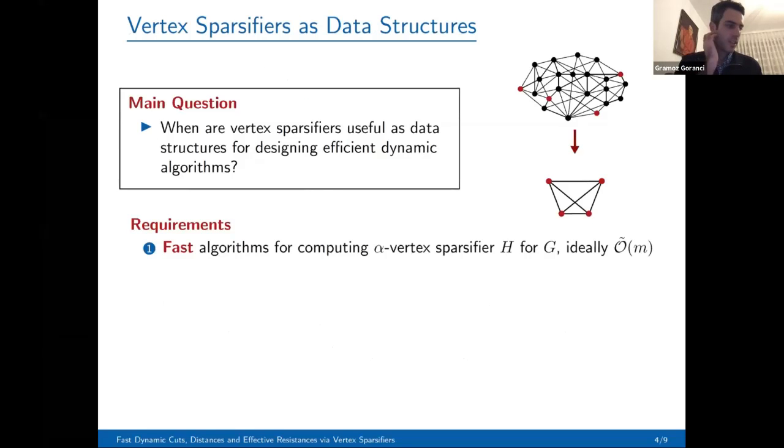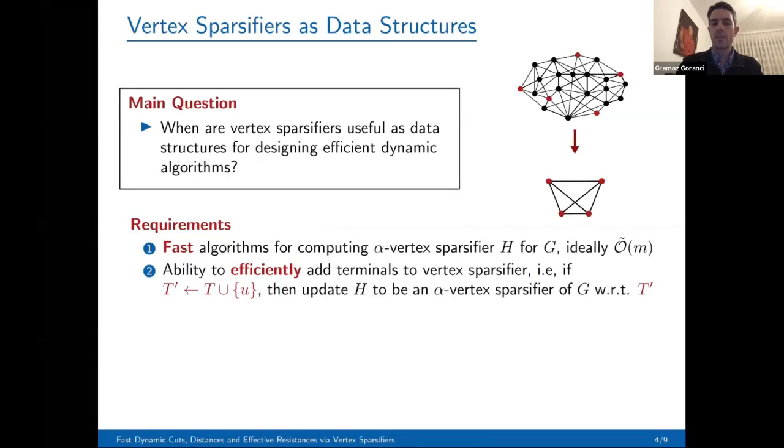The key question that we ask in the paper is: why is vertex sparsification useful as a tool for designing dynamic data structure algorithms? When you ask this kind of question, you try to come up with a few requirements for what makes these objects useful, and we precisely do this in the paper. The first requirement is that we need a fast algorithm for computing vertex sparsifiers. Ideally, we would like to compute vertex sparsifiers in nearly linear time. The second requirement is how efficiently we can update a sparsifier with respect to adding terminals.